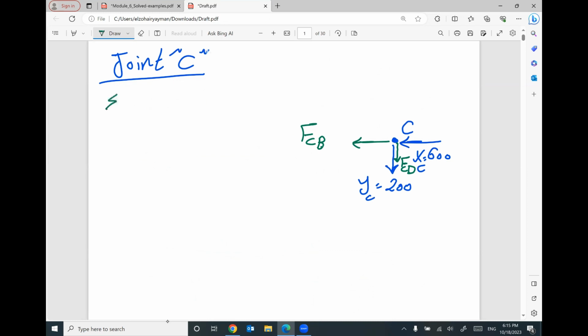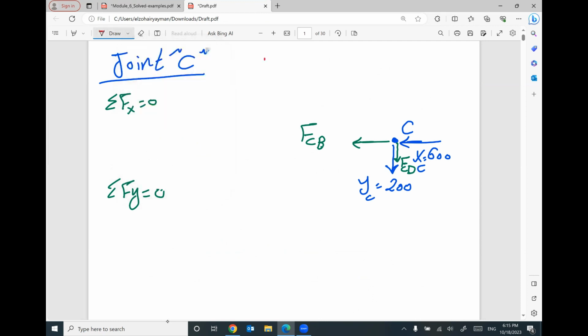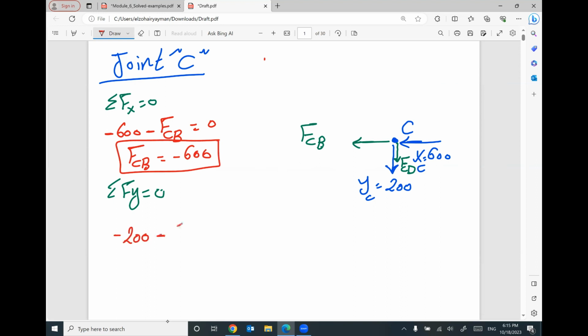Go ahead and apply summation of all forces in X equals 0 and summation of all forces in Y equals 0. You can find what you are looking for. Summation of Fx equals 0: negative 600, negative FCB equals 0, so FCB will be negative 600. Summation of Fy equals 0: negative 200 coming down, negative FCD coming down also, equals 0, so FCD will be negative 200.